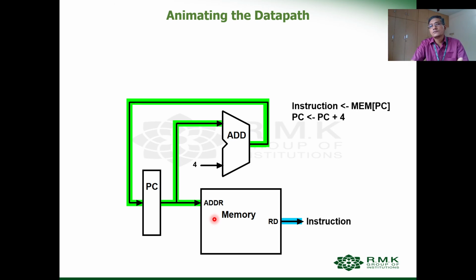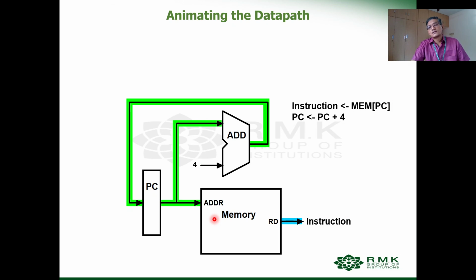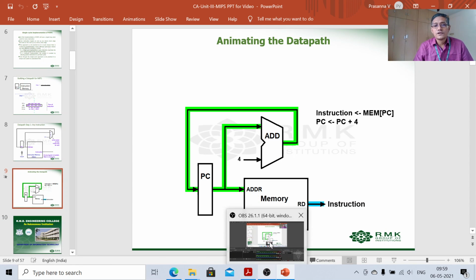So now the PC is incremented, and the PC plus 4 value is available in the PC. It is ready now, so that after completing the current execution, the processor will go back to the PC and fetch the new instruction. So this is the step for instruction fetch. In the next subsequent lecture, we will move on to the next available functional units.